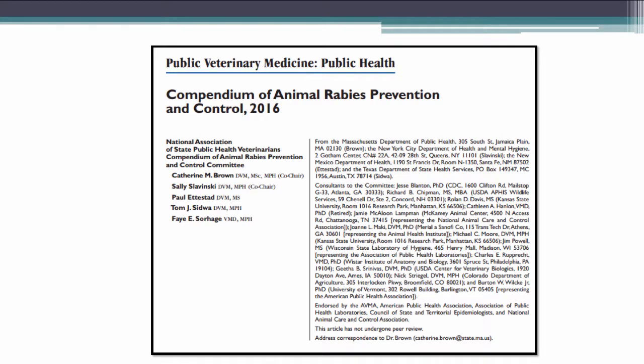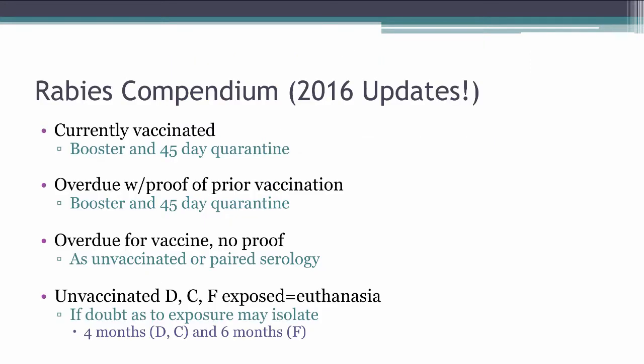So hopefully all of you are familiar. This gets published in JAVMA every time it's updated, and it's available online at the NASPHV.org website. Right, so no changes to our currently vaccinated booster and a 45-day quarantine. Booster on intake into that isolation period. Again, you're going to get a strong anamnestic response to that vaccine. Most states dealt with overdue vaccines by lumping them in with unvaccinated. So if you're overdue, you're not vaccinated.